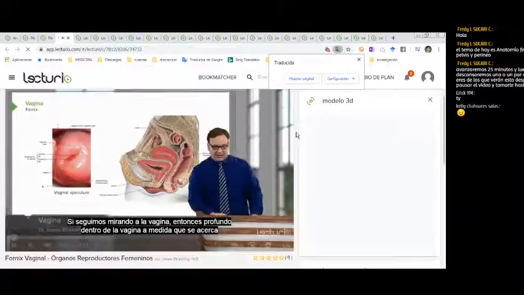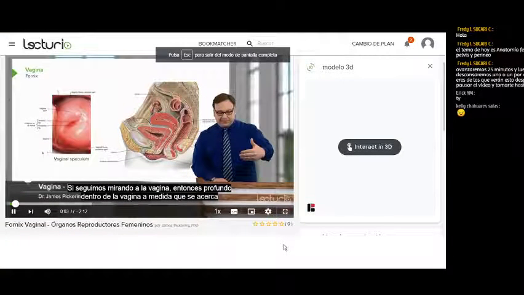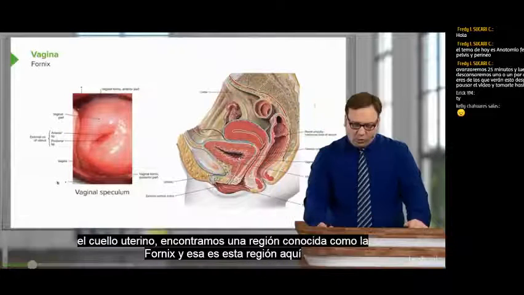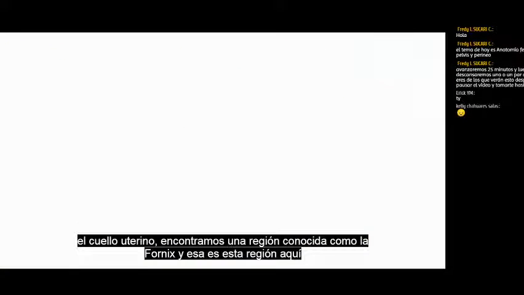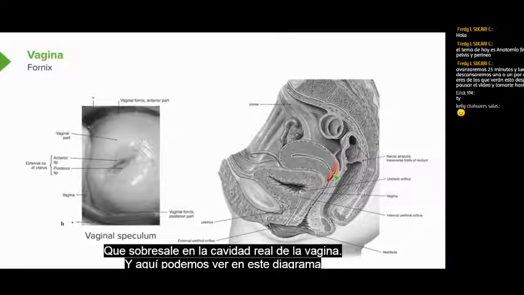If we carry on looking at the vagina, then deep within the vagina, as it's approaching the cervix, we find a region known as the fornix. And that's this region here, which essentially is a gutter-like ring that surrounds the cervix, which is protruding into the vault of the vagina, protruding into the actual cavity of the vagina.